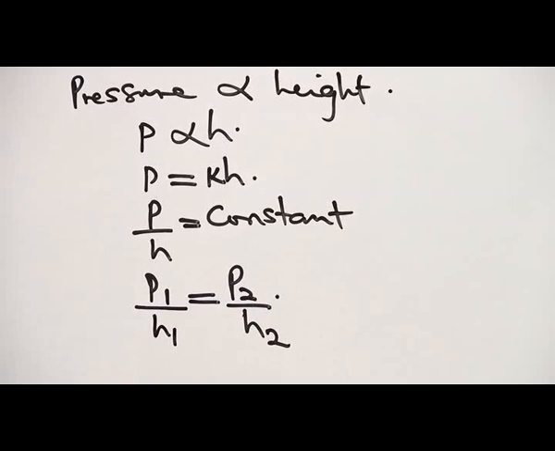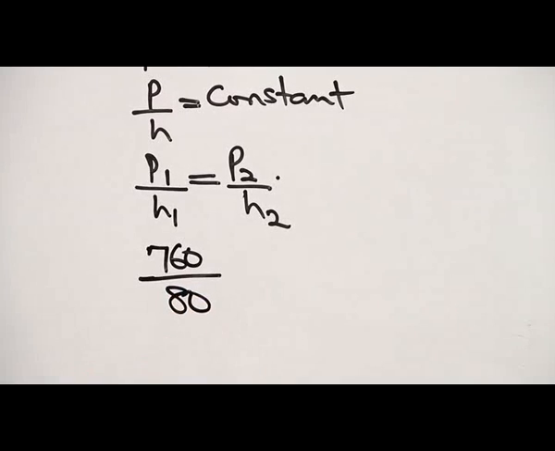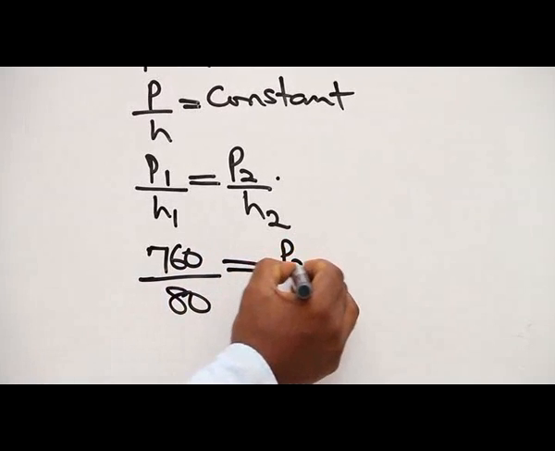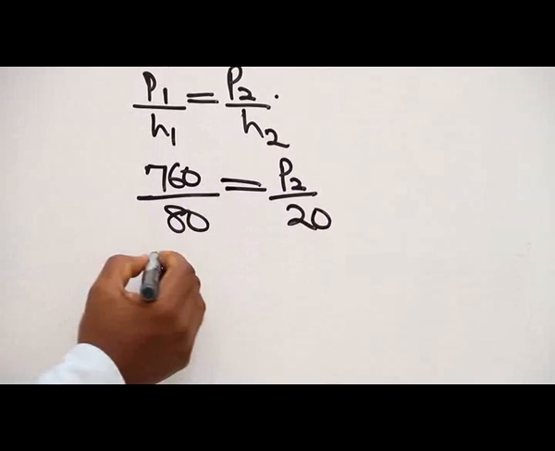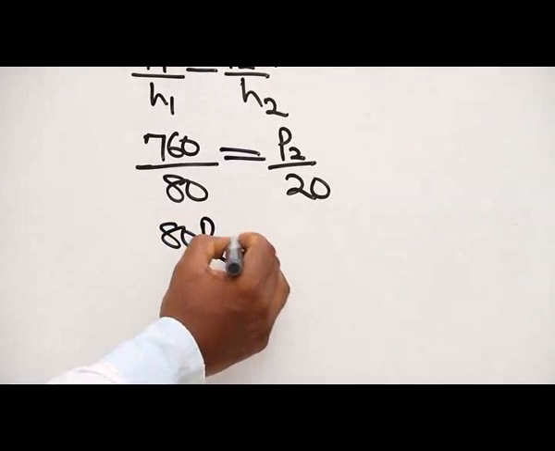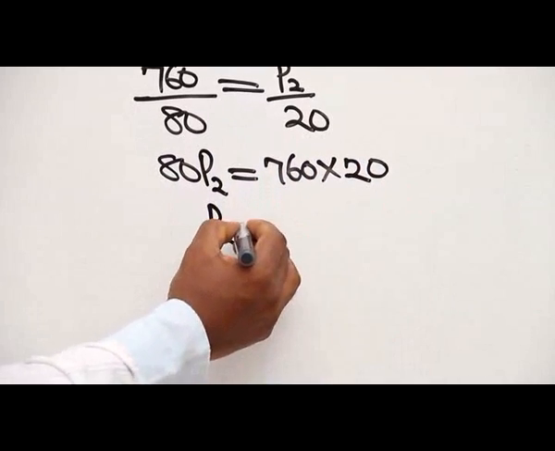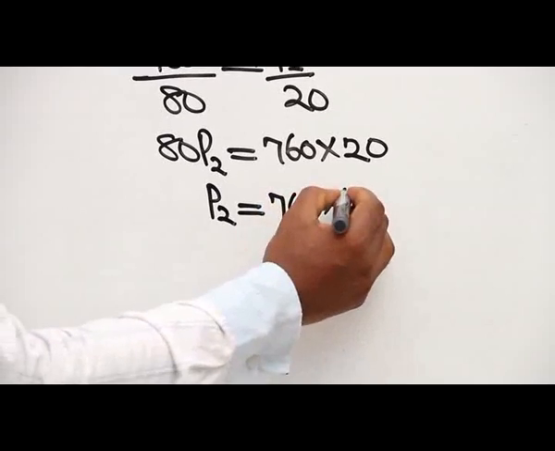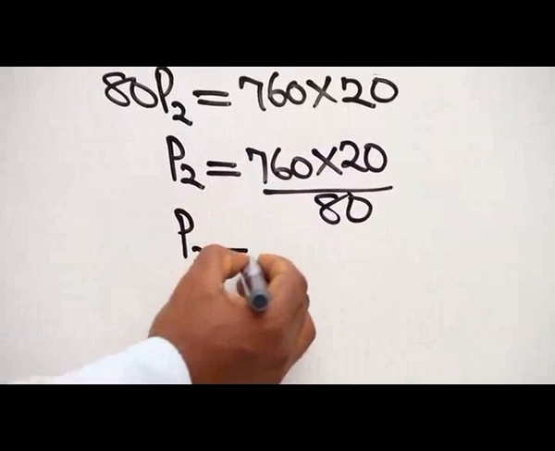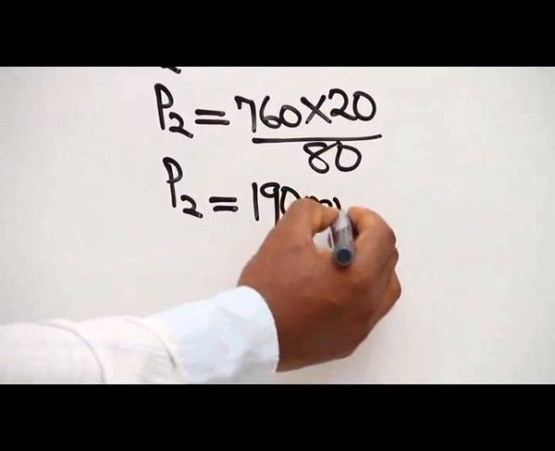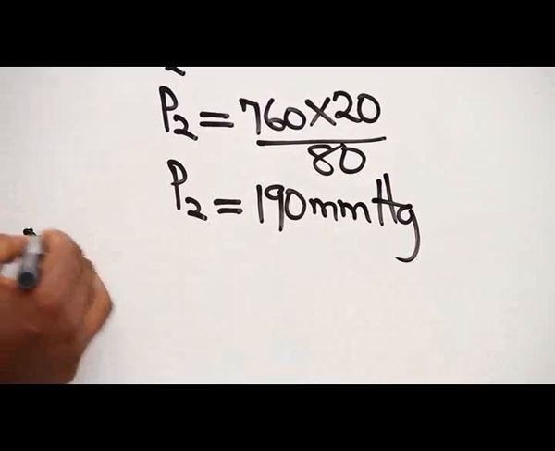So the pressure is 760 millimeter mercury when the height is 80 kilometers. We are looking for the pressure P2 when the height is 20 kilometers. If we cross multiply, 80 P2 will give me 760 times 20. P2 will give 760 times 20 over 80. The pressure at that height is 190 millimeter mercury. By this solution, option D is correct.